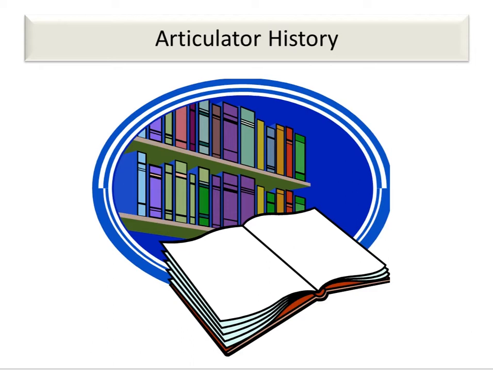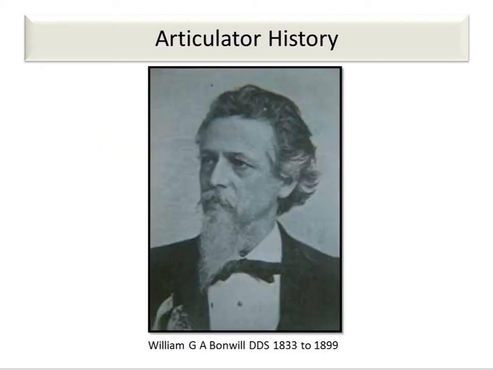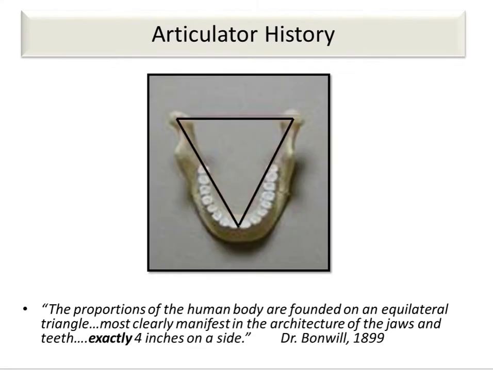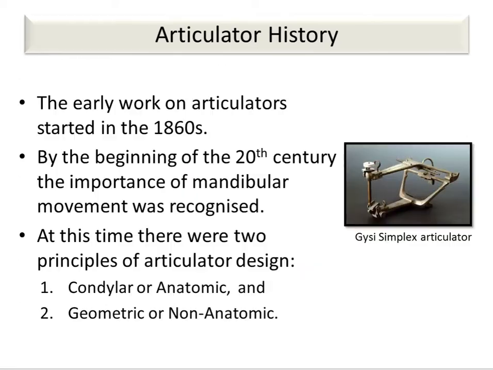It is fascinating that concepts from this time have carried on pretty much unchanged, and the design of all our semi-adjustable articulators is based on them. The concepts expressed by William G. A. Bonwill are critical to our articulator history. He had clear opinions on how the different parts of the body related to each other, particularly in the head and neck. "The proportions of the human body are founded on an equilateral triangle, most clearly manifest in the architecture of the jaws and teeth, exactly 4 inches on a side." Dr. Bonwill, 1899.